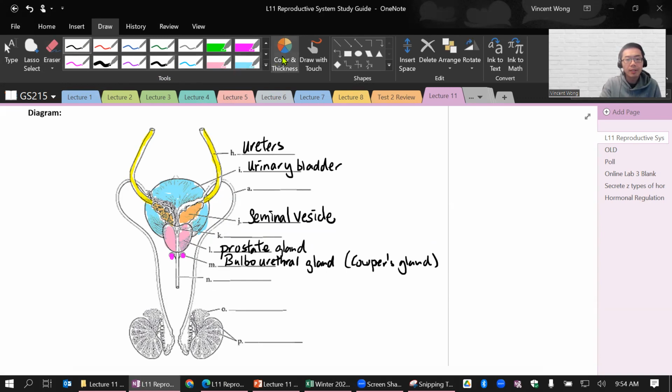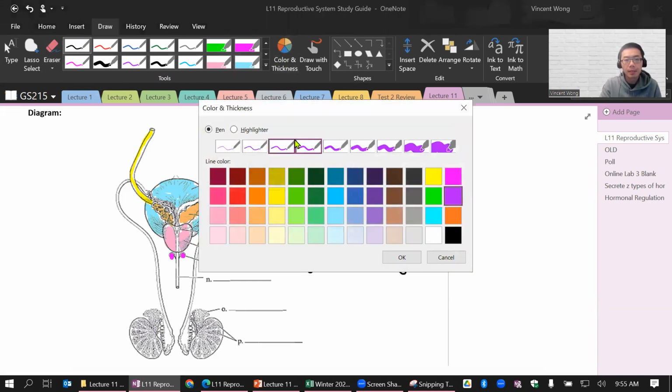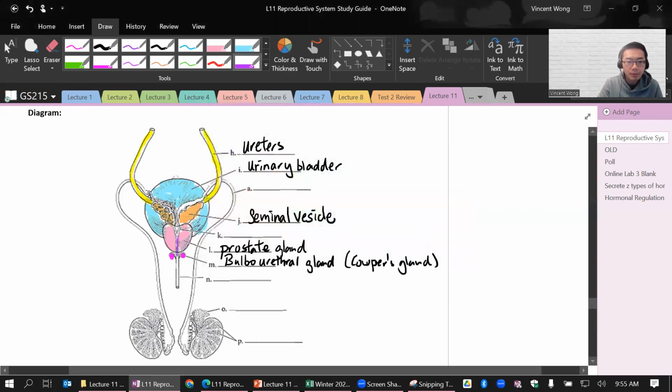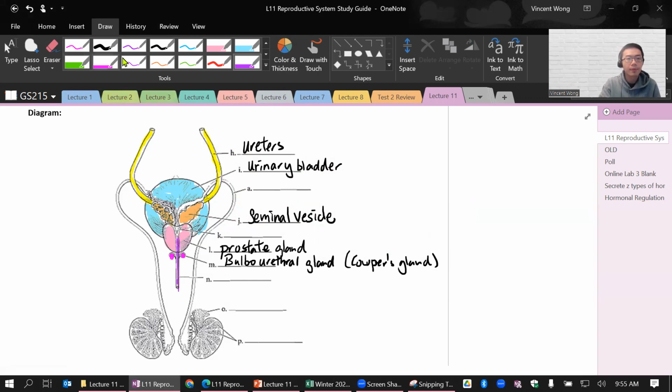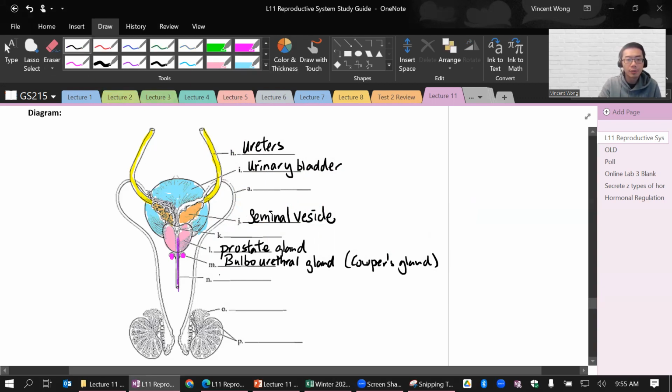And then here we have another tube right here. You should know what that is. It's the urethra. Of course, it keeps on going, but we stop here.